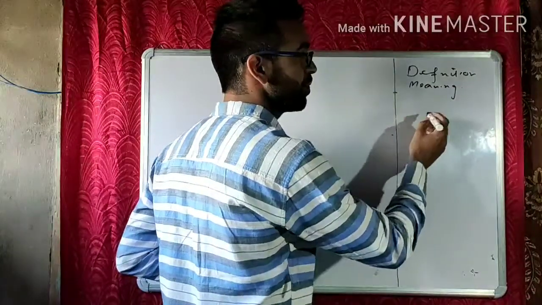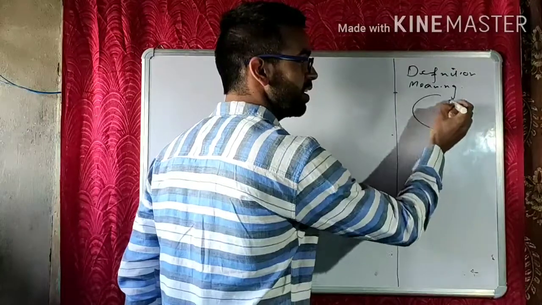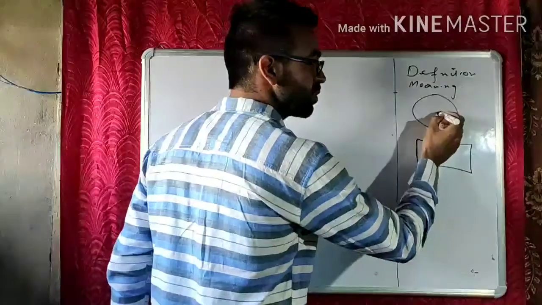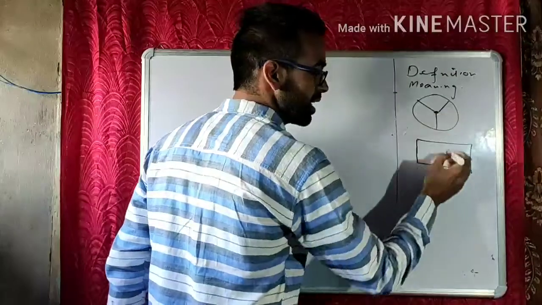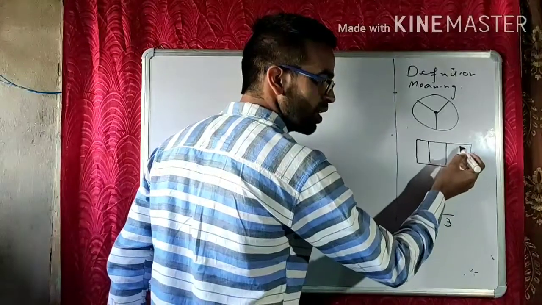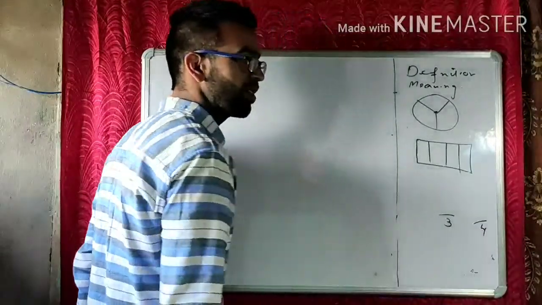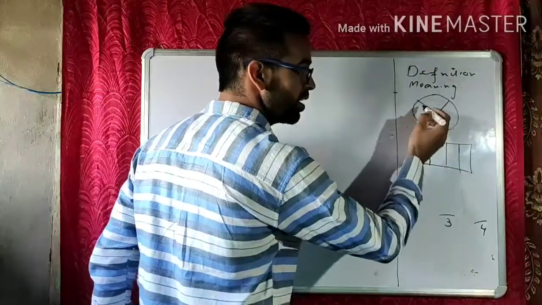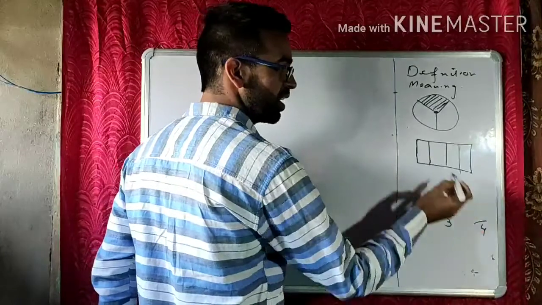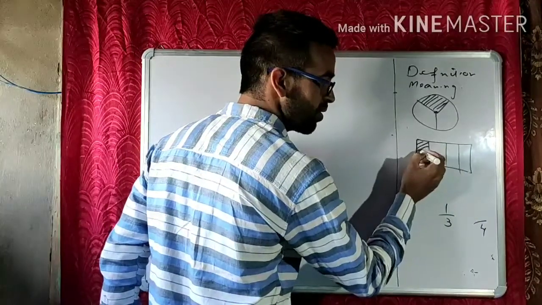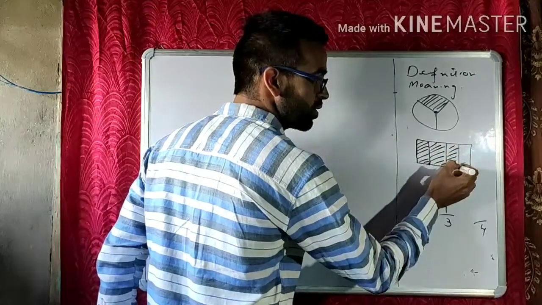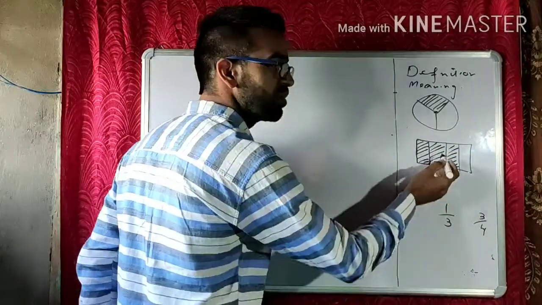The meaning is, for example, if we have a circle or any rectangle, we have to divide it into some parts. If we divide into 3, that becomes the denominator of the fraction. If we divide into 4, that becomes the denominator of the fraction. If we shade this part, that becomes 1 upon 3. If we shade 3 parts out of 4, 1, 2, 3 and 4, this becomes the fraction 3 upon 4 of the shaded part.